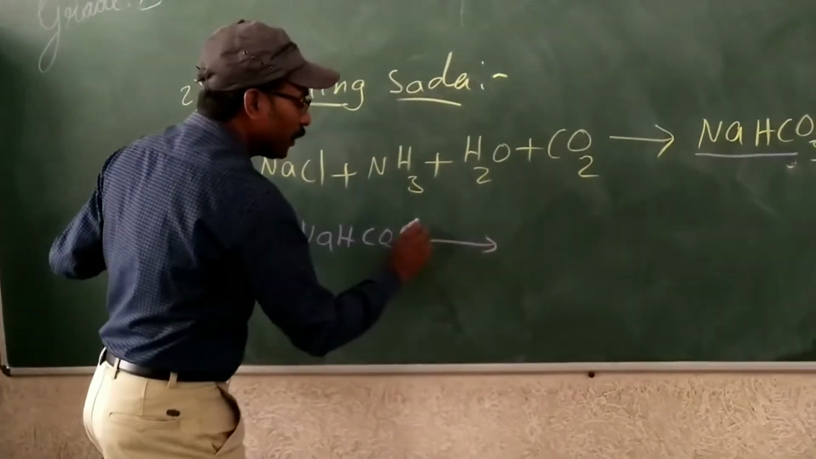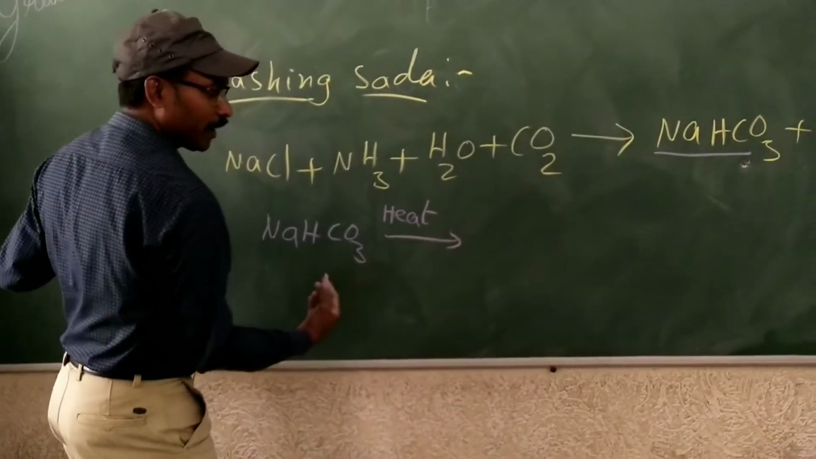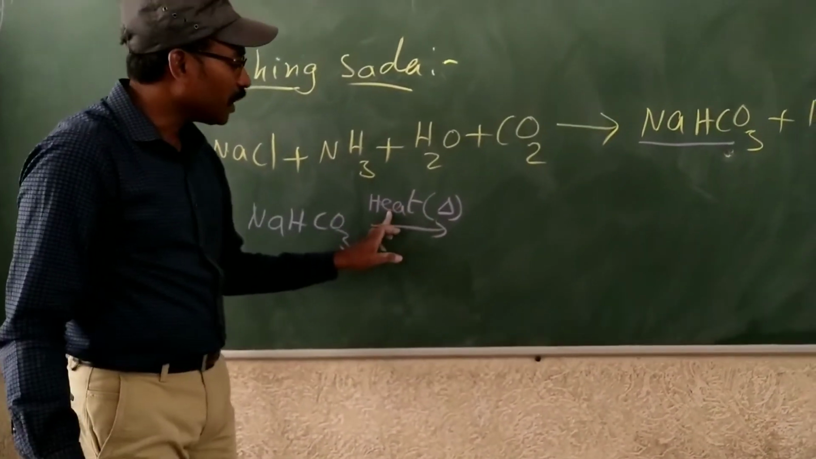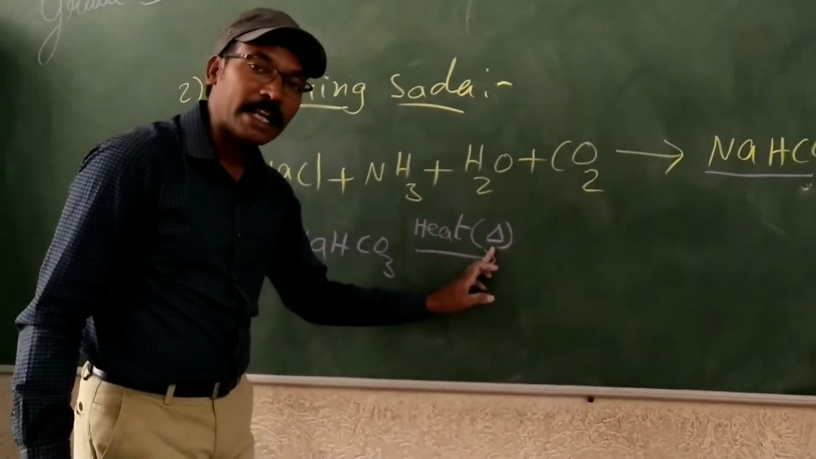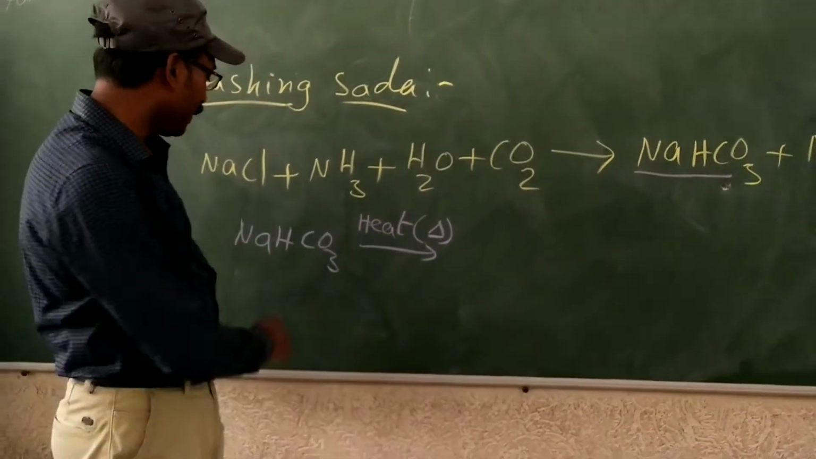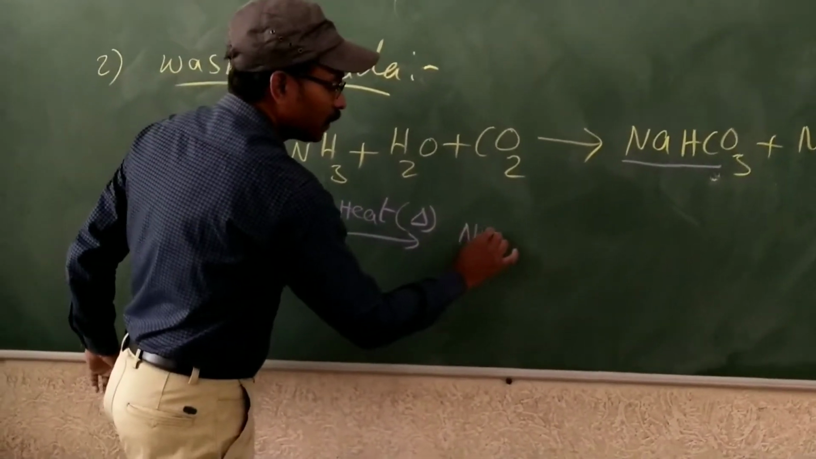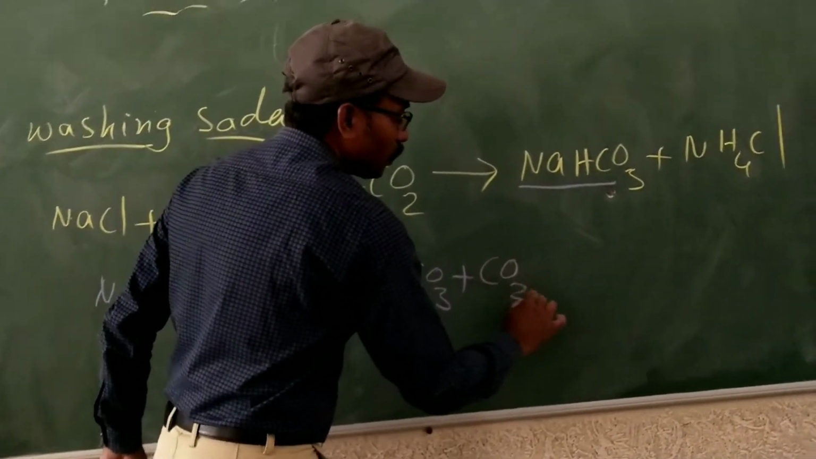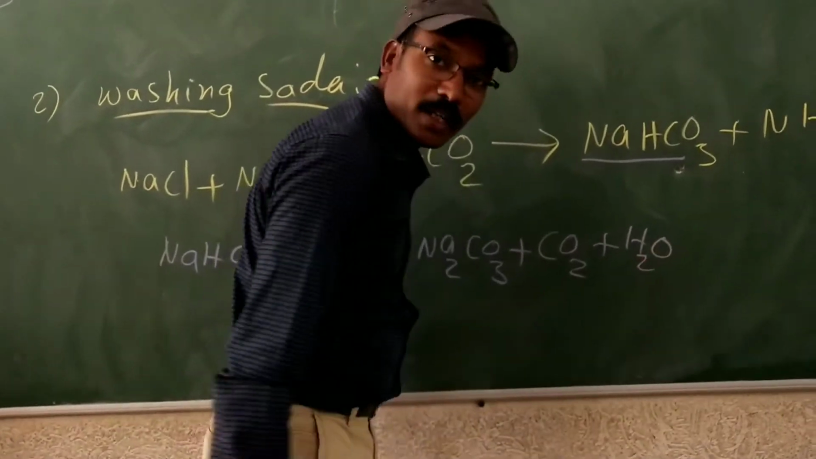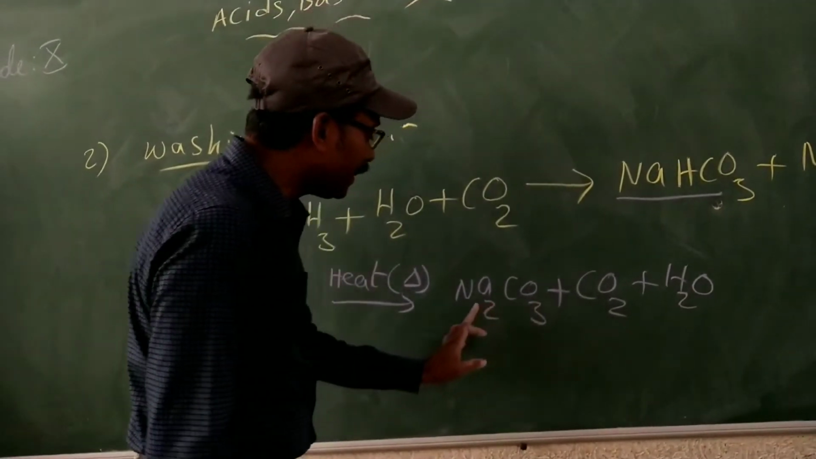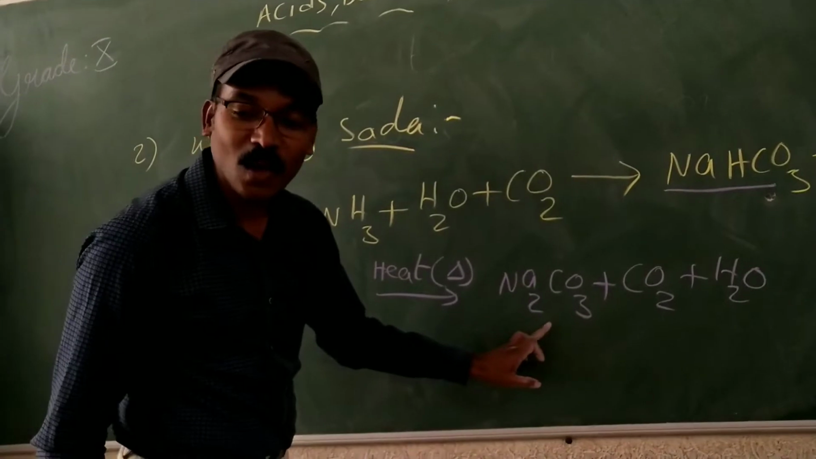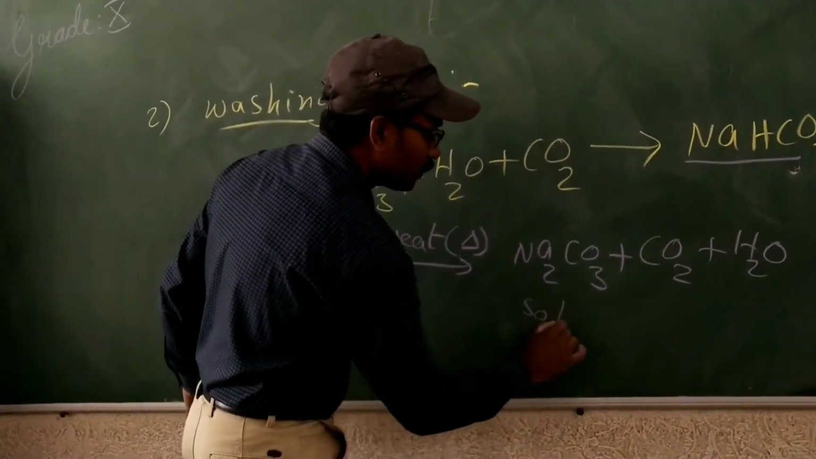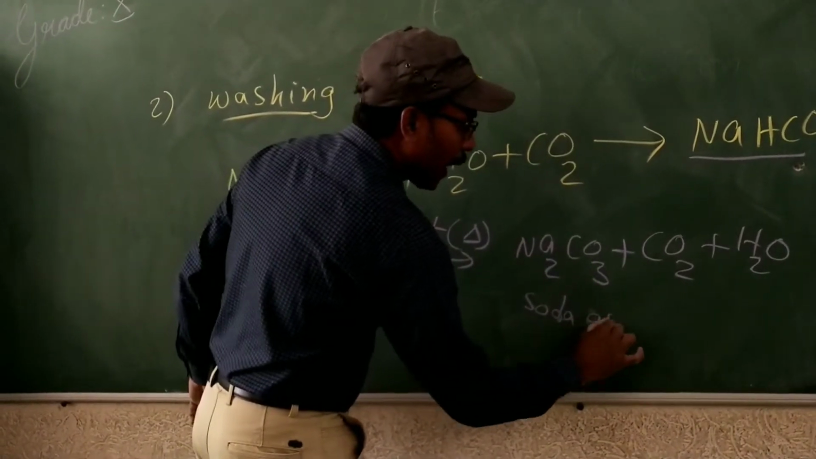NaHCO3, when you heat this one, you can get this information from the delta symbol. Instead of writing heat, if you write the delta symbol, it is known as heating only. So when it is heated, you will get Na2CO3 plus CO2 plus water. Clear? And here this is sodium carbonate. Another name for sodium carbonate is soda ash.